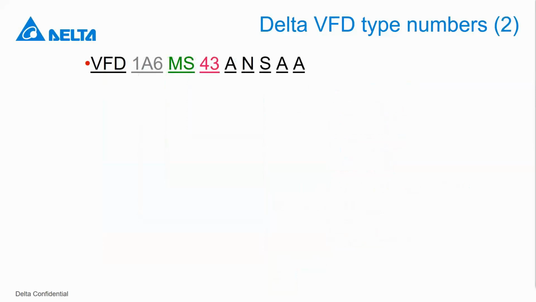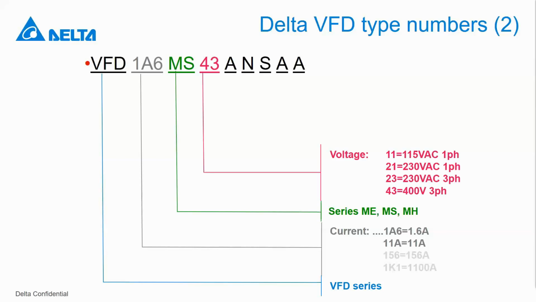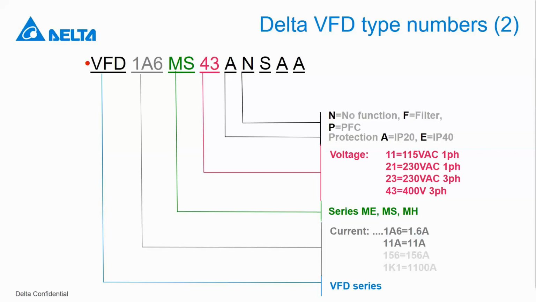The new drive series, which we released in 2016, has changed the naming rule to be based on current and added a few more letters. So now you have the current, where 1A6 means 1.6 amps. Then you have the drive series, that's ME, MS, and in the future we will also have the MH300. The naming rule for voltage is the same. Then you have the IP protection, followed by the filter, so you can have it with or without an EMC filter.